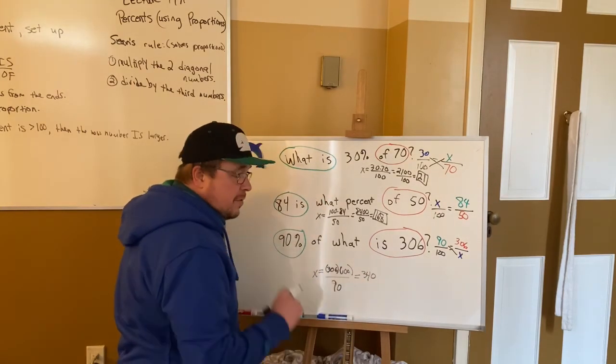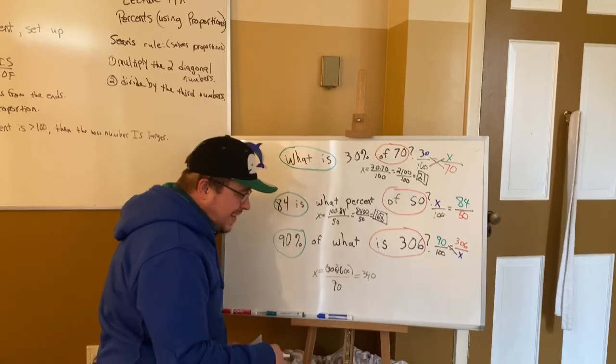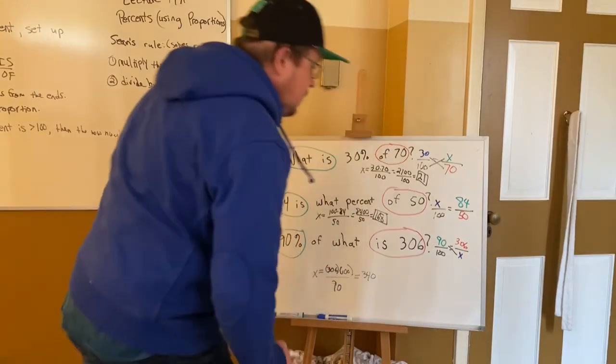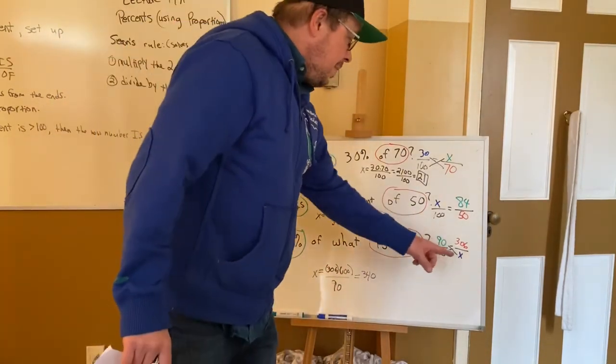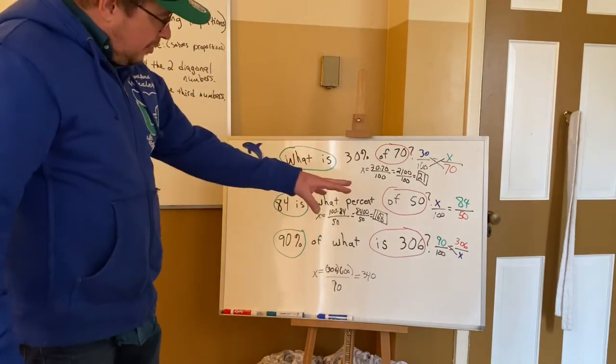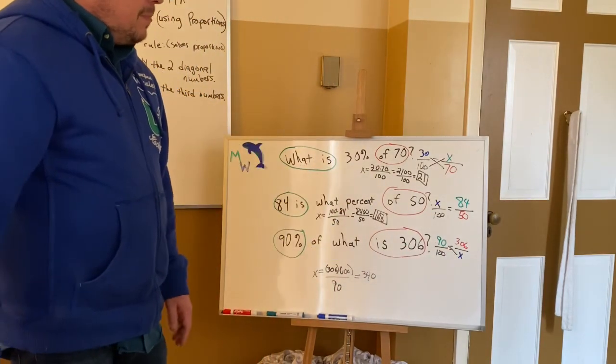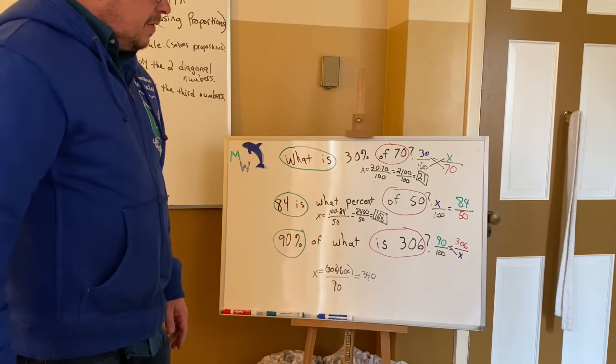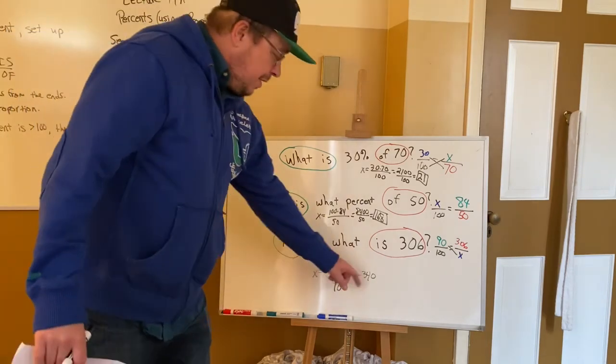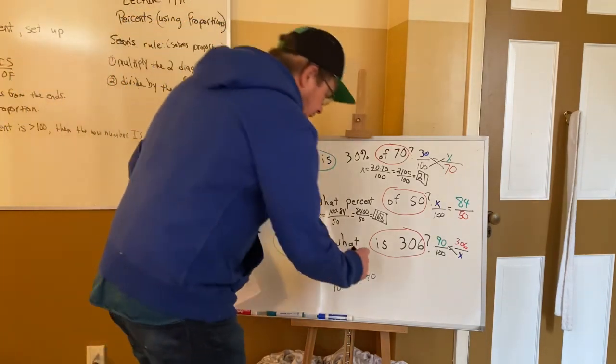Now this is 90%, so the new number is not bigger. 306 should not be bigger than what I get down there. That I don't know yet. 306 should not be bigger than the X. So 306 should be smaller than my 340. It is, and we've gotten it correct.